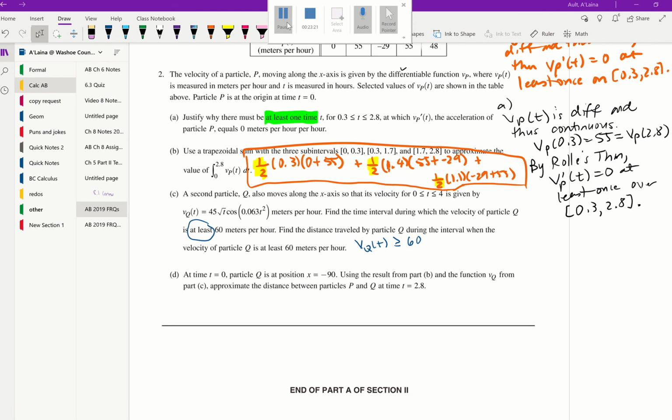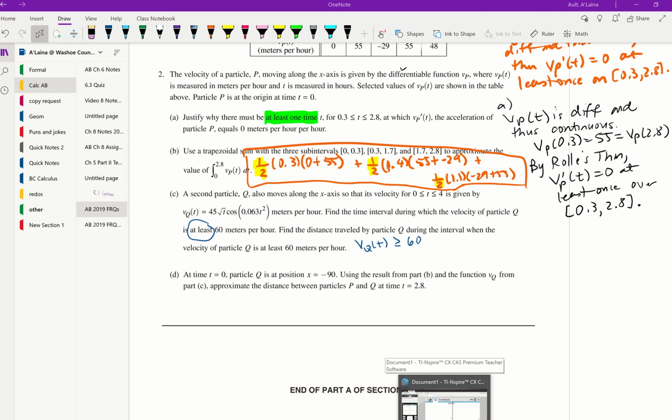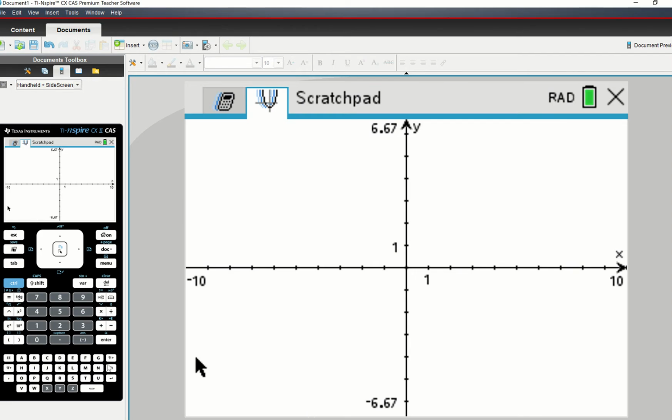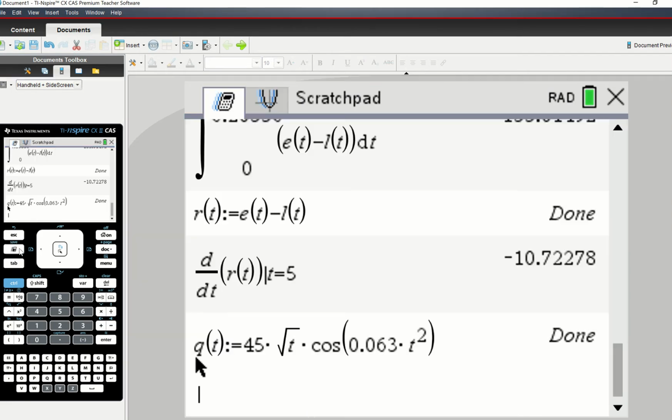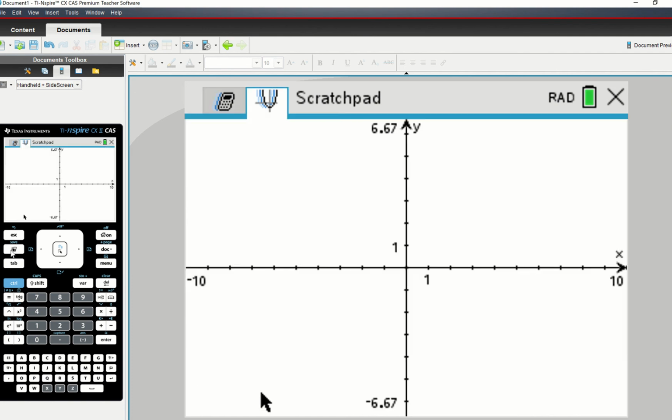All right, so I'm going to graph this and figure out where v is higher than or equal to 60. I had previously defined the velocity of q on this scratch pad. I just called it q of t. This is the velocity for q. So if I toggle over to the graph portion, I want to graph this. Now I'm looking at this window.